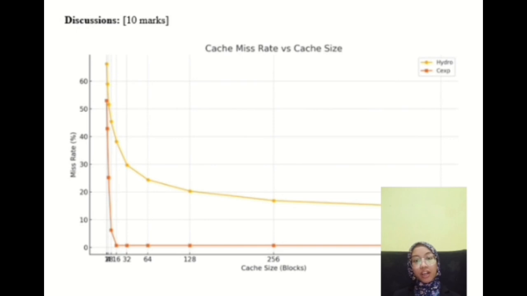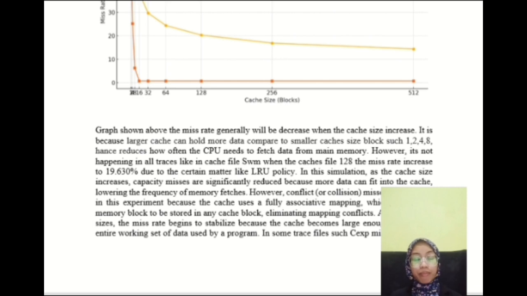To continue what my friends presented before, indeed, when the cache block is increased, the miss rate will decrease. In this simulation, as the cache size increases, capacity misses are significantly reduced because more data can fit into the cache, lowering the frequency of memory fetches. However, conflict misses do not occur in this experiment because the cache uses a fully associative mapping, which allows any memory block to be stored in any cache block, eliminating mapping conflicts.